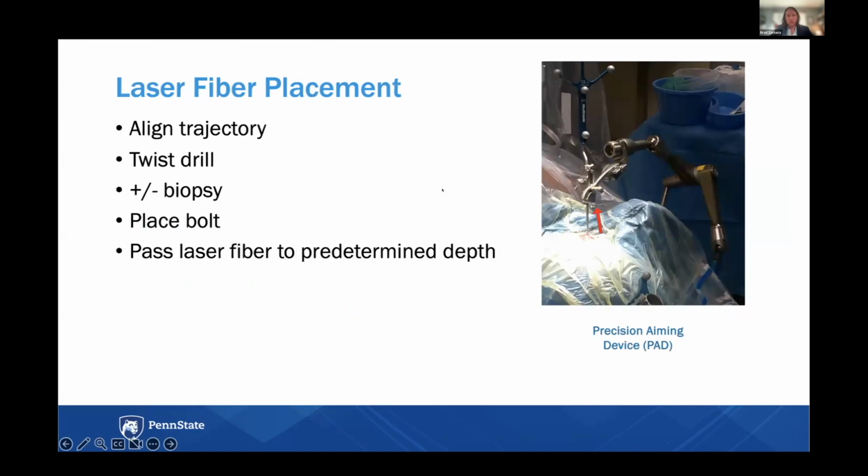So again, you're going to align your trajectory, and then typically I'll do this with a twist drill. Again, with or without a biopsy, you're going to place your bolt and then place a laser fiber to a predetermined depth.